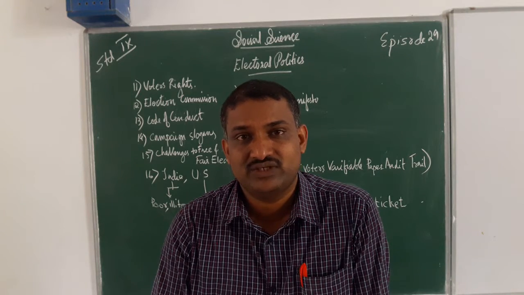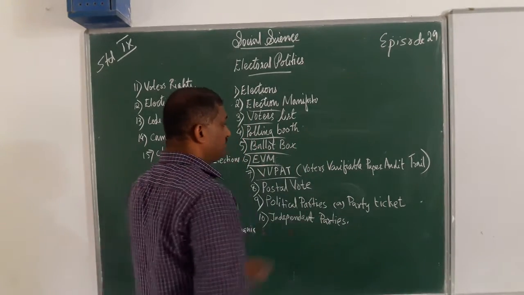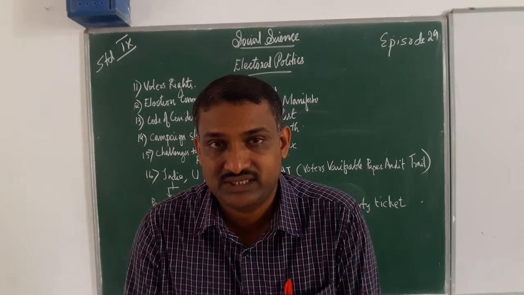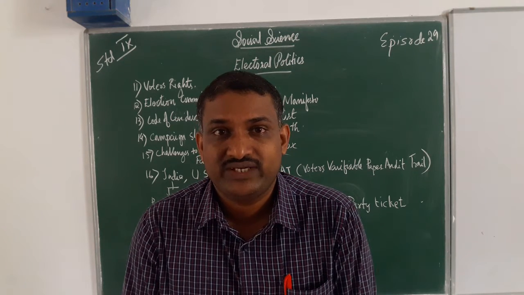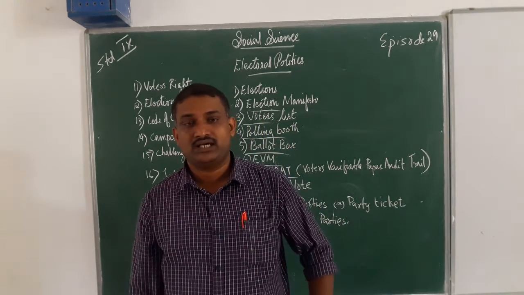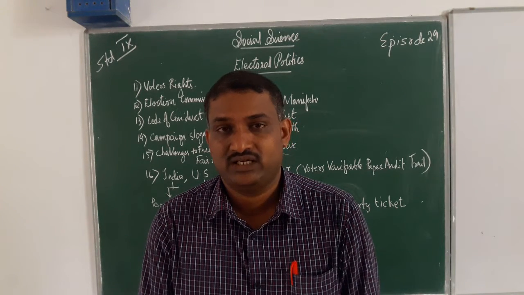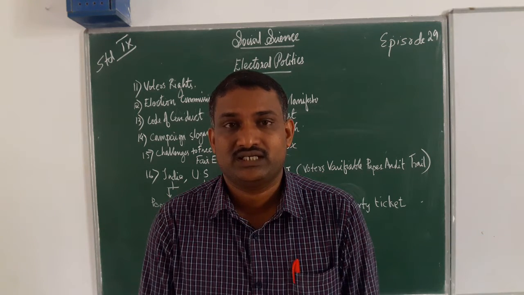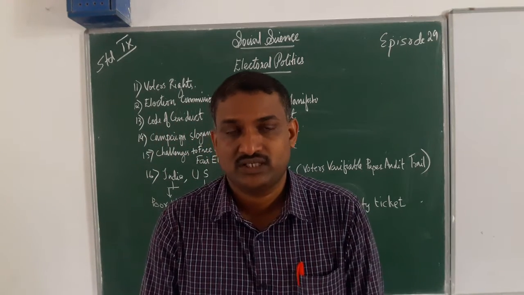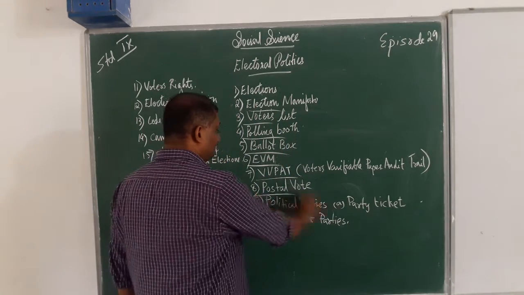Suppose it is connected with the VVPAT. What is VVPAT? Voter Verifiable Paper Audit Trail. If it is connected with the VVPAT, I can understand whom I cast a vote for through this voter verifiable paper audit trail. I can ensure whom I cast my vote for. That is VVPAT. Now you understand about VVPAT. Next step, postal voter. What is a postal voter?